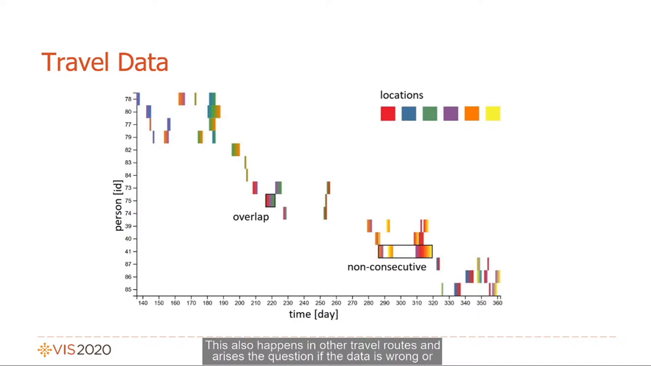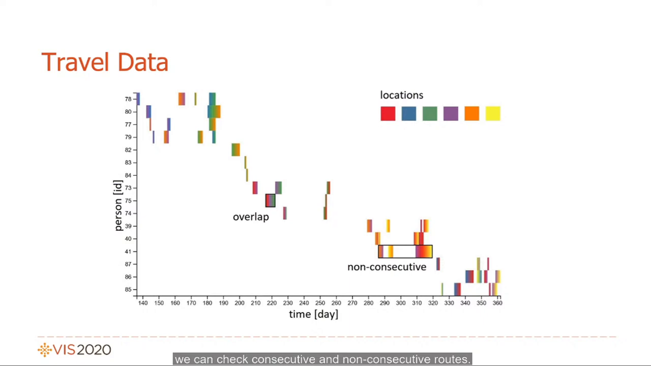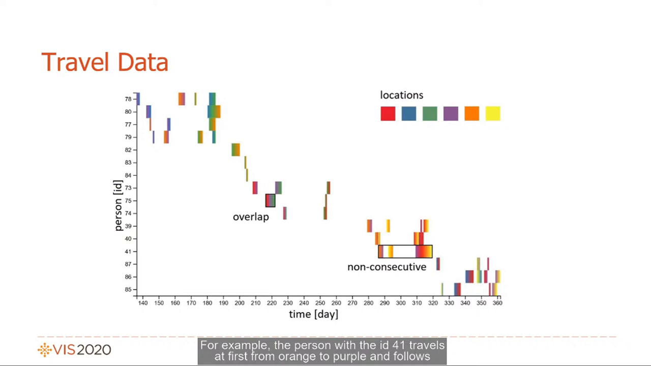By following the colors that represent the location, we can check consecutive and non-consecutive routes. For example, the person with the ID 41 travels at first from orange to purple and follows with a trip from yellow to orange. Here we can start again to reason if the data is wrong or purposely manipulated. Overall, we get an effective representation of the travel data that scales up to the size of the presented subgraphs.